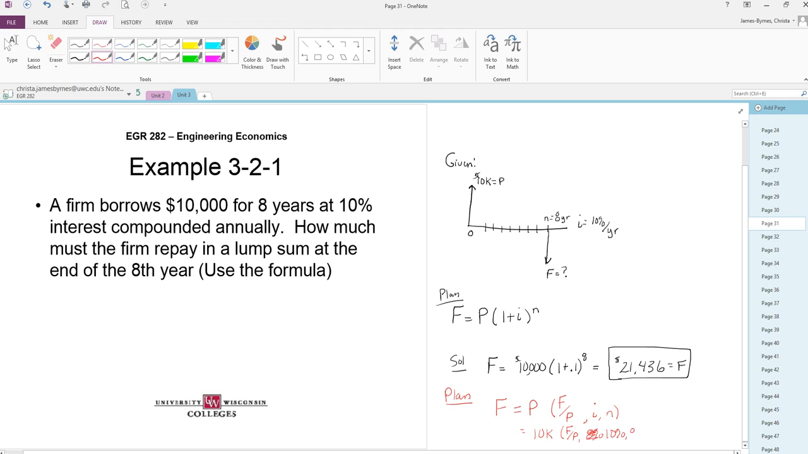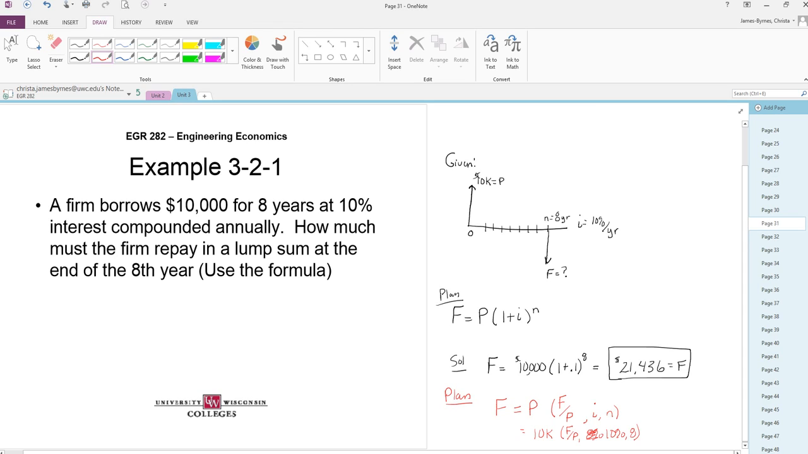10% for 8 years. Okay, I go to the back of the book. Appendix C. I look for 10%. I'm flipping through it right now. It is on page 618. I look in the left-hand column. I know that n is 8. I go down to n is 8. Second little division in the middle. I slide my finger over. I want to find an F given a P. F given P is 2.144.